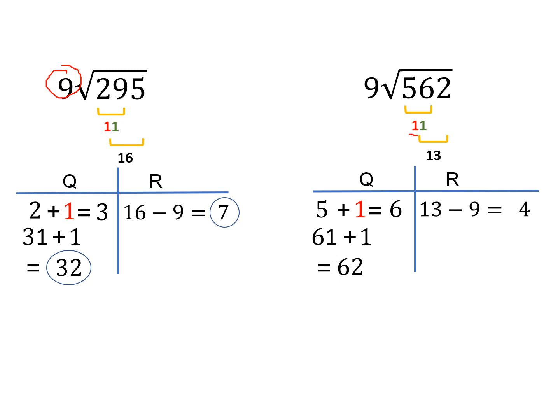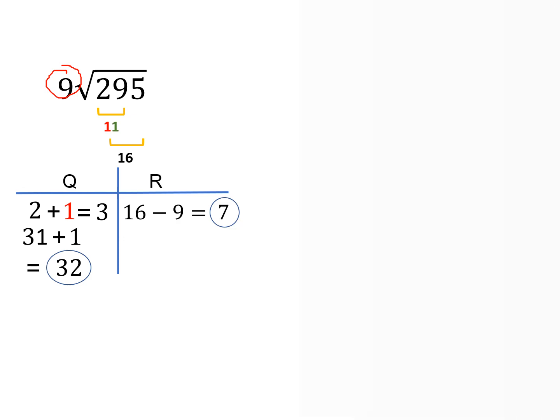And for the remainder, we will subtract one 9 from 13. So 13 minus 9 is equal to 4. 4 is less than the divisor 9. So 4 is our remainder and 62 is our quotient. Okay, so it's easy, right? That is how to divide numbers when the divisor is 9. Now let's move on to another example.